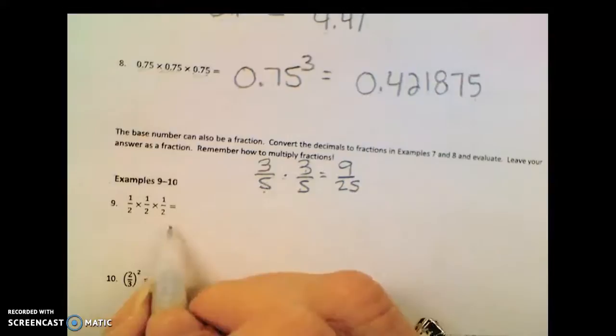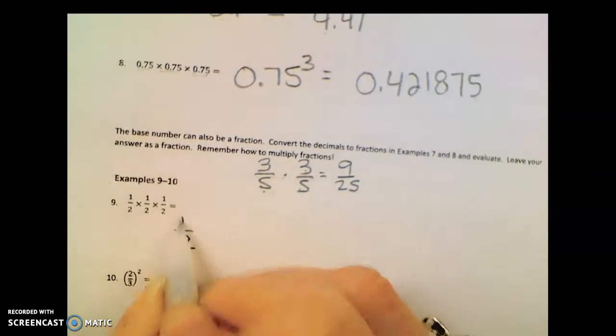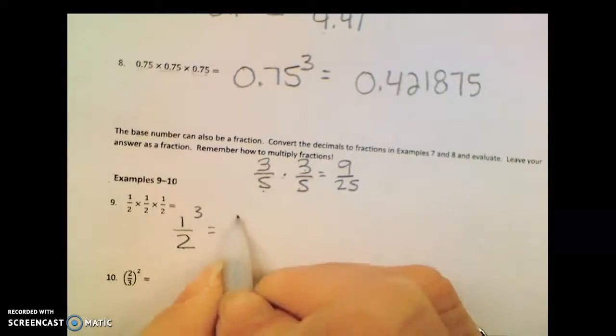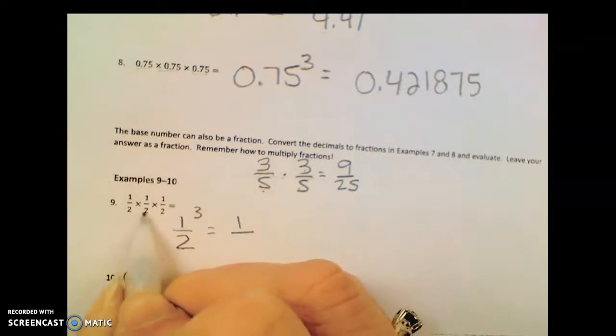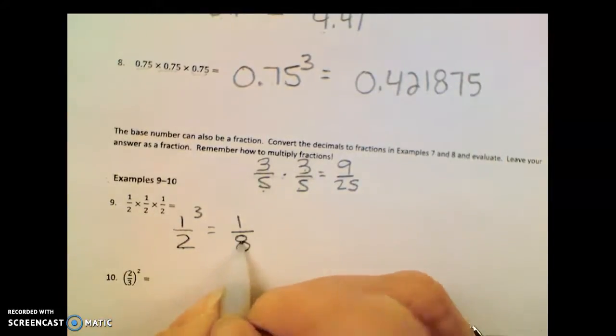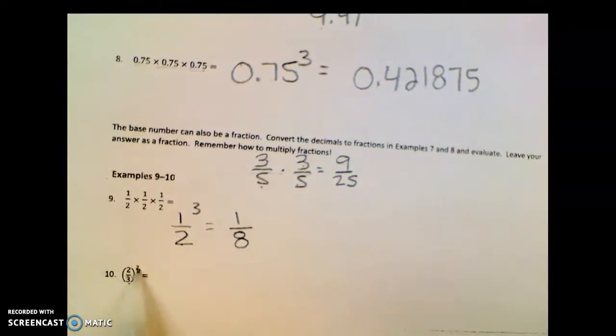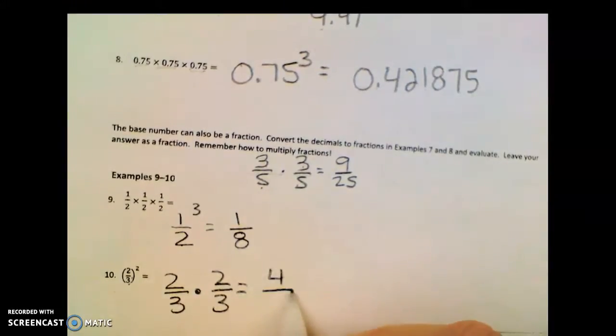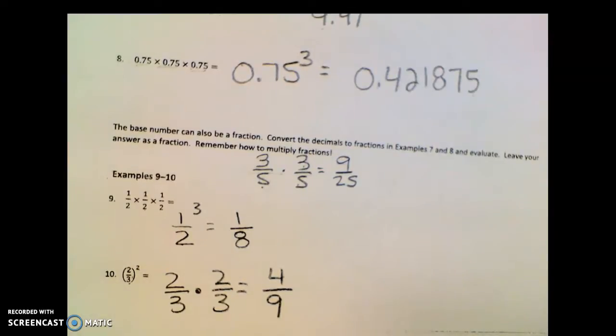If you're back, that means you have your answers. So you have 1/2 to the 3rd power, which would be equal to 1/8. 2/3 to the 2nd power means 2/3 times 2/3, which would be 4/9. So don't let the fact that there's fractions or decimals in the problem throw you. You know how to work with those.